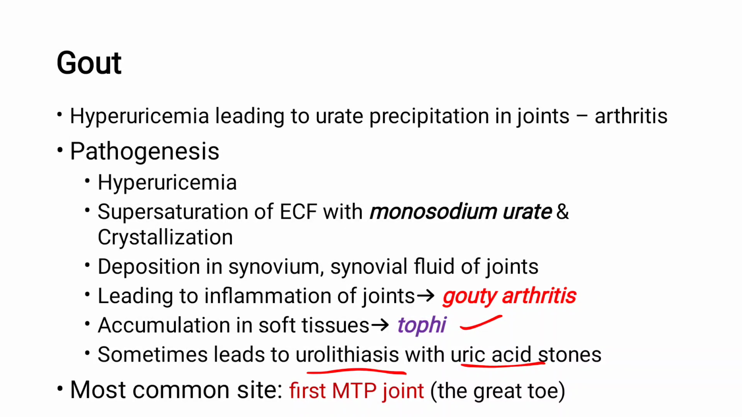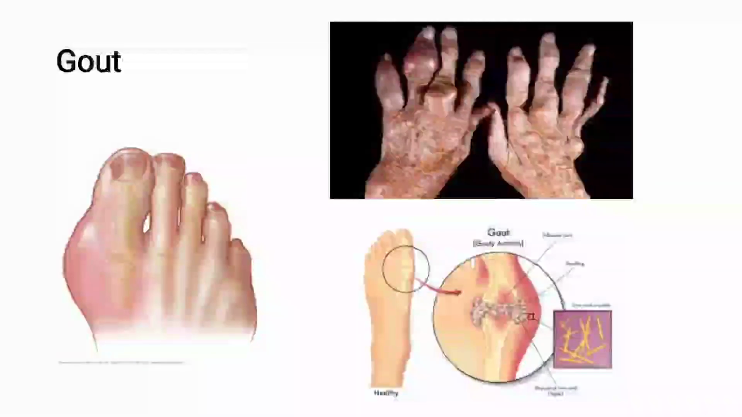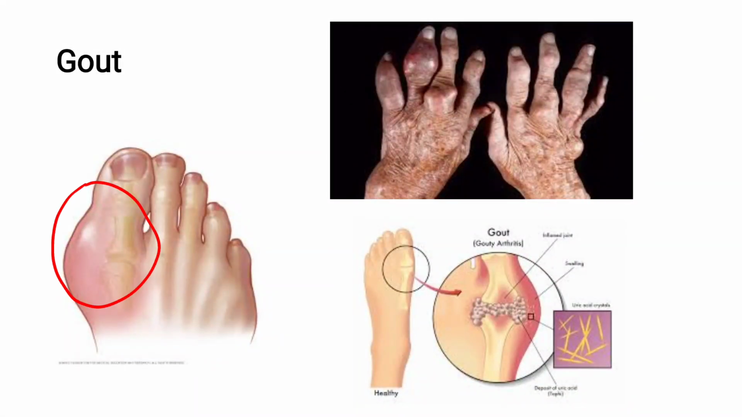The most common affected site for this gouty arthritis is the first MTP joint, the first metatarsophalangeal joint, which is the great toe. As you can see in this picture, this is the first MTP, where you can see there is inflammation of the first metatarsophalangeal joint. Here you can see there is deposition of crystals. These monosodium urate crystals appear needle-like under the microscope. If the same crystallization and deposition happens in the skin, subcutaneous tissue and the muscles, they are called tophi.